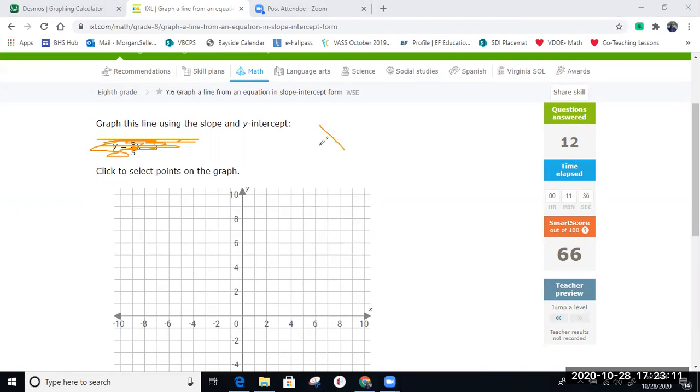So let's pretend this was x equals 5. So this is what I was talking about for bucks. So that would be a vertical line. I'm probably going to spell this wrong. This is why I'm not an English teacher. Vertical, undefined slope.